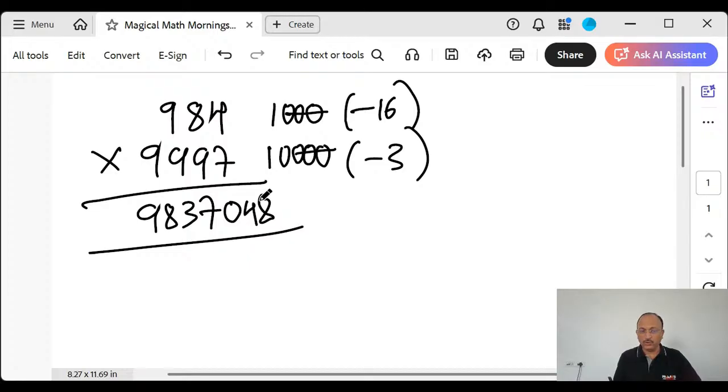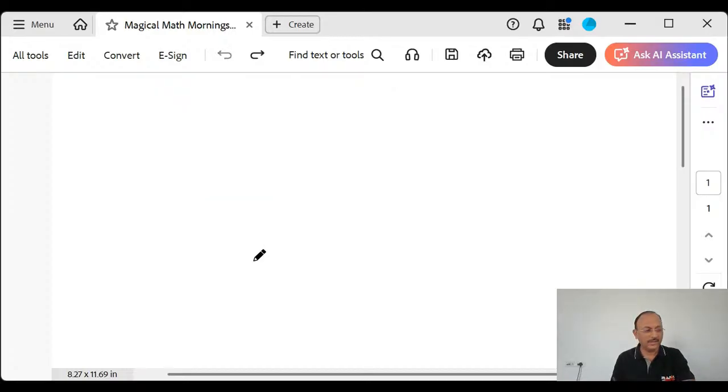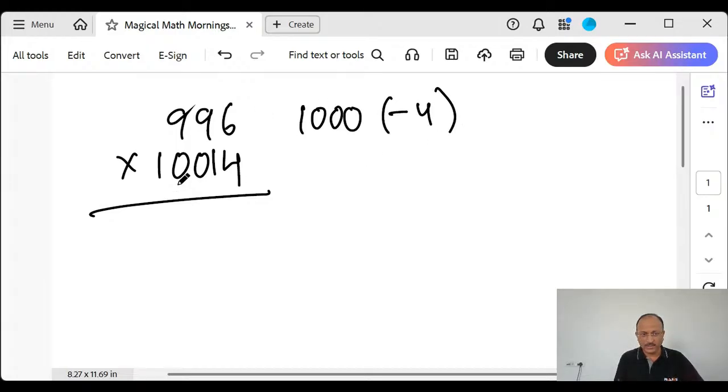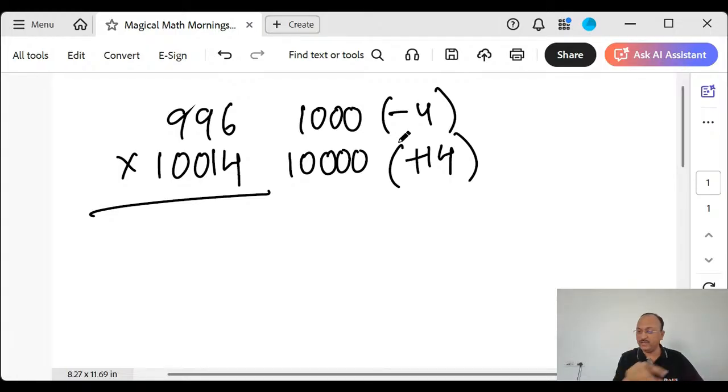Now we'll go to learning one number which is above and one is below the base. Okay, so you understood this, correct? No, let's take one number which is above the base and one is below the base, like 996 into 10014. Let's take here one step extra we are going to do. The base is 1000, correct? And the deviation is minus 4. Here the base is 10,000, but the deviation is plus 14. So one is minus, one is plus. So we are going to use the last method what we learned in the last two sessions.